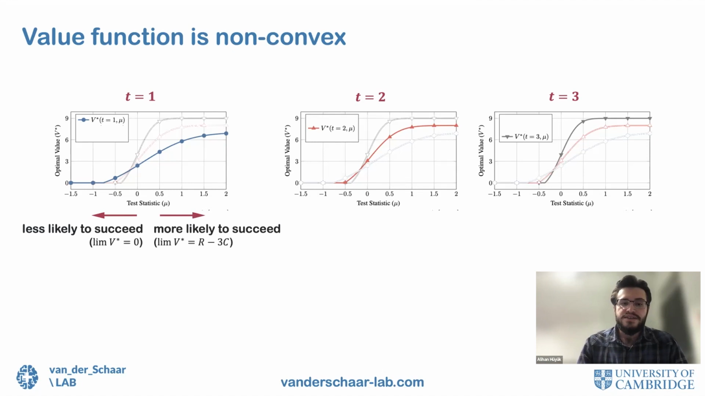And on the other hand, if you look at values of mu that get larger and larger, my trial becomes more and more likely to succeed. At some point, it's almost certain that it's going to succeed. And at that point, the value to be gained is the reward that I'm going to receive at the end, in this case 10, minus the cost of samples that I would need to pay. There are 3 more time steps to go, so I will pay a cost of minus 3. So the limiting value here would be 7.